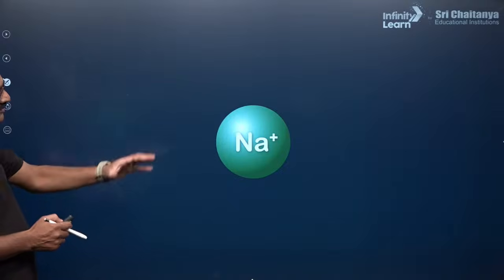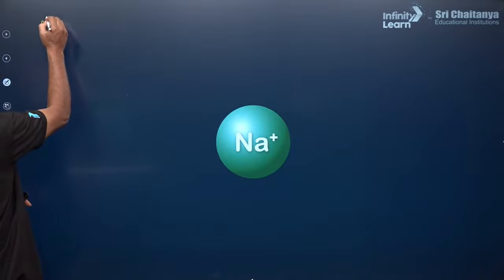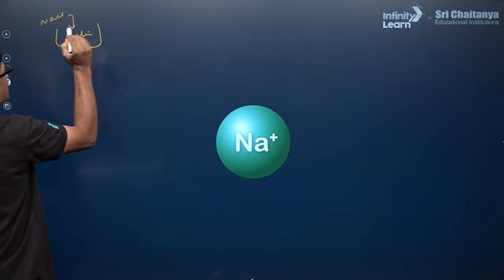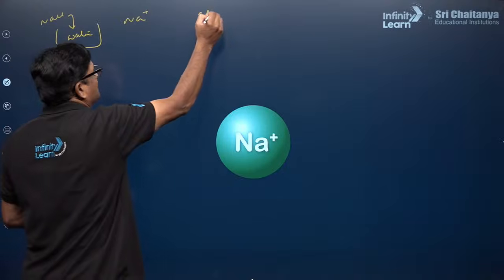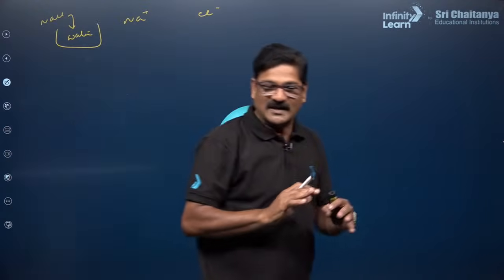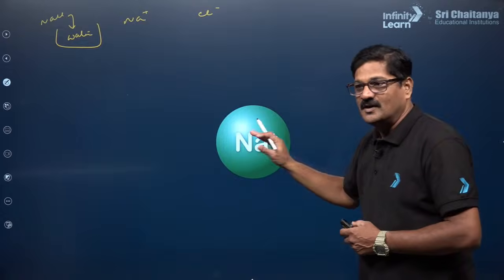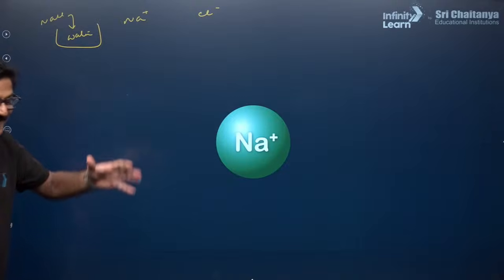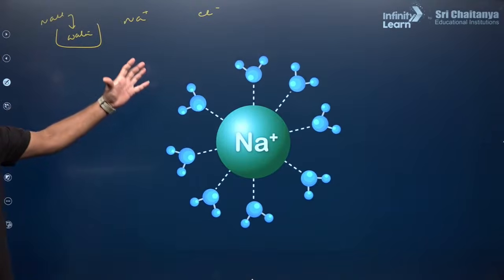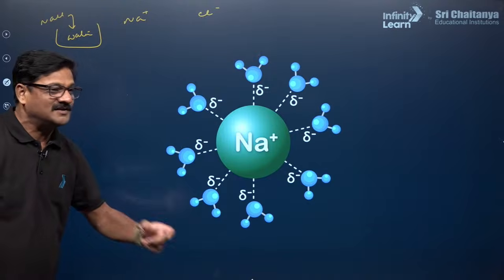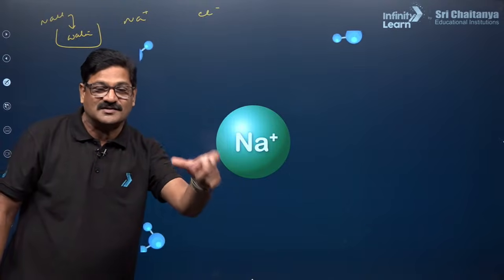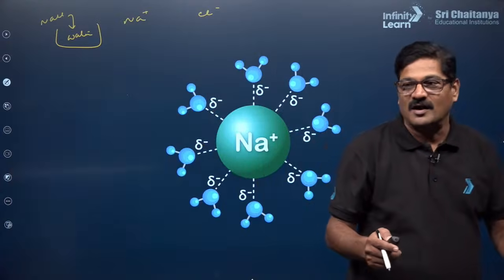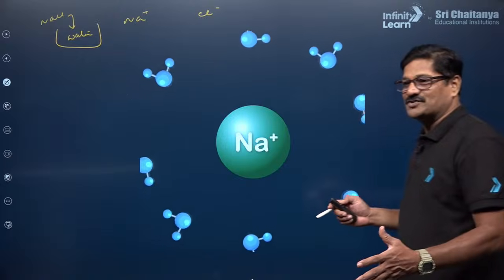When sodium chloride, NaCl, is dissolved in water, Na plus and Cl minus will be there. That's an ion; Na plus is an ion now. Water molecules are going to surround it. You can see a beautiful animation. All the water molecules are going to surround it. The dipole of the water is surrounding the Na plus. So this is called ion-dipole interaction.